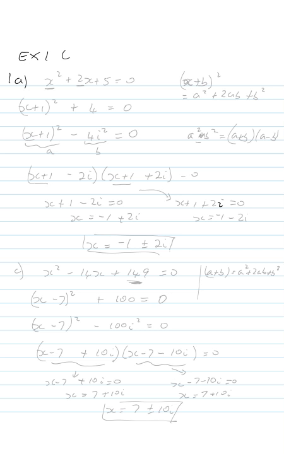This is question 1a from chapter 1c. The question is x squared plus 2x plus 5 equals 0, and we need to solve for x. So I'm going to do it by the method of completing the square.